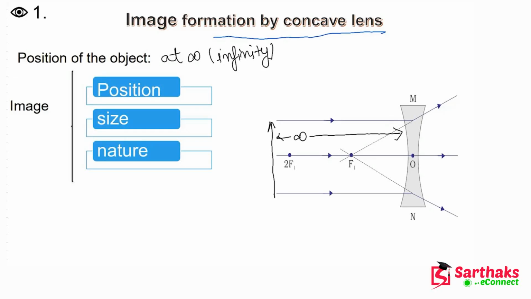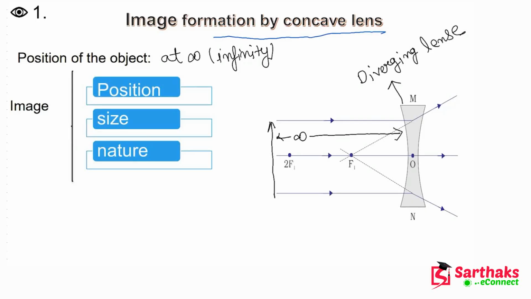So, to understand the position of the image, we have to take help of the ray diagram, which we saw in the previous lectures. So, this is a ray coming parallel to the principal axis. Because this is a concave lens, this will diverge the ray. Why will this diverge the ray? Because this is a diverging lens. That's why it will diverge the rays.